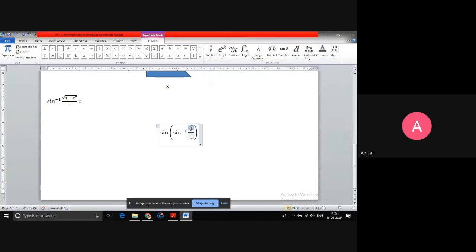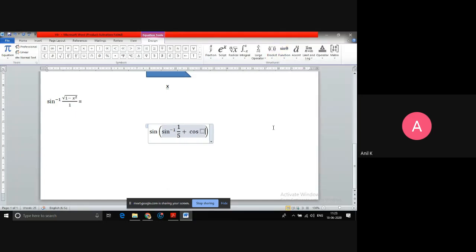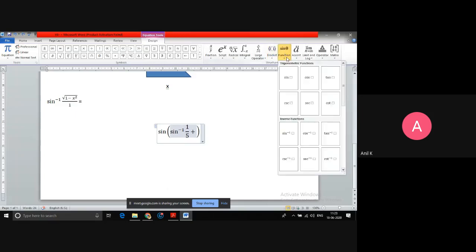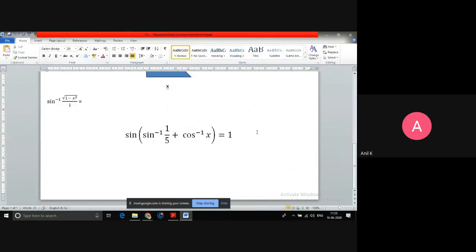Sine inverse. I think another way is also there. That will be much easier, I think. What you have here is, sorry, it's not cos x. It should be cos inverse x. I didn't say that equal to 1 sign is also given to us. Okay, so this is the question which they have given to us.